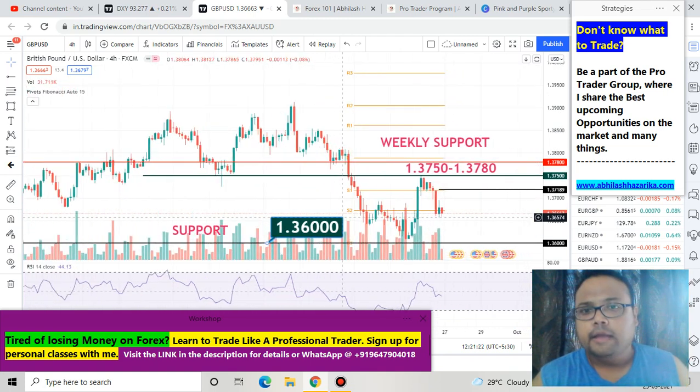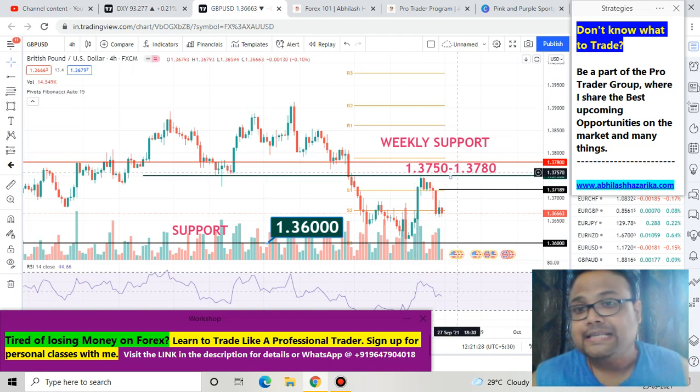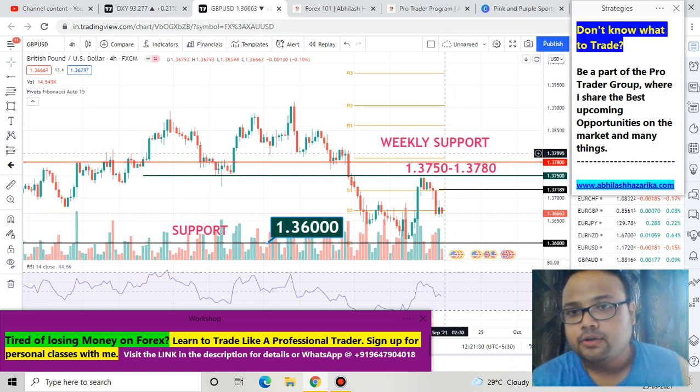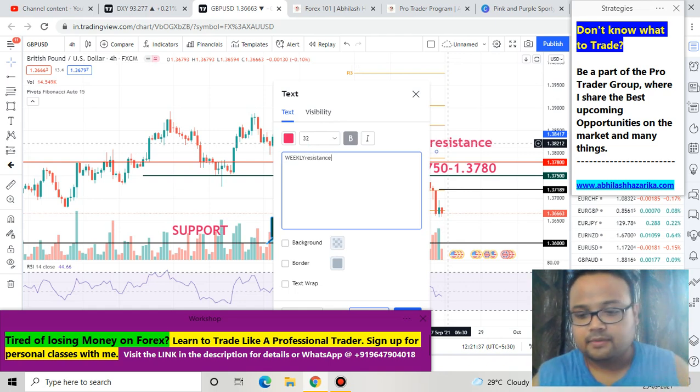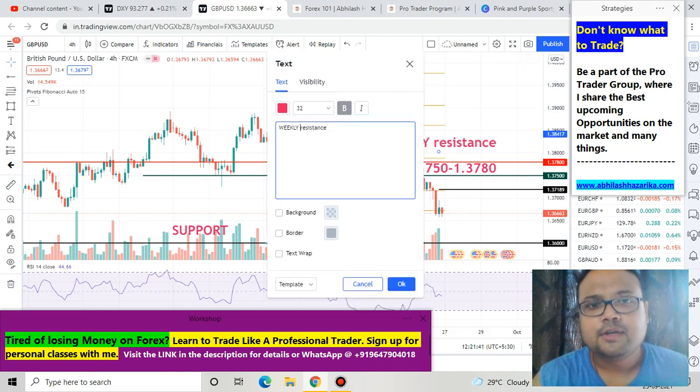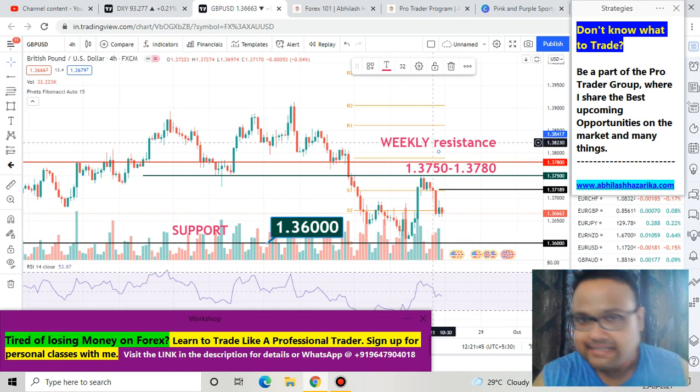Clear? And apart from this level, we have 1.3750 to 1.3780 as the resistance. Oh, sorry, I have written here support, but it would be resistance. Sorry, spelling mistake. And I'm extremely sorry, I do not get time to edit my videos, so please don't mind. So this is the weekly resistance here.